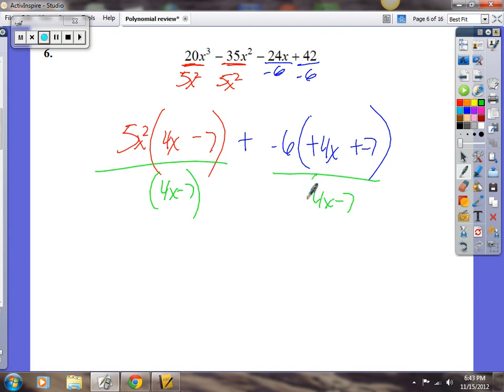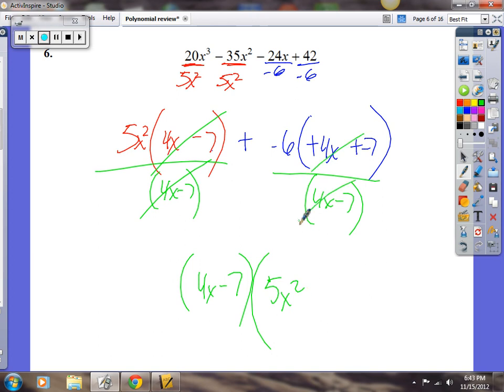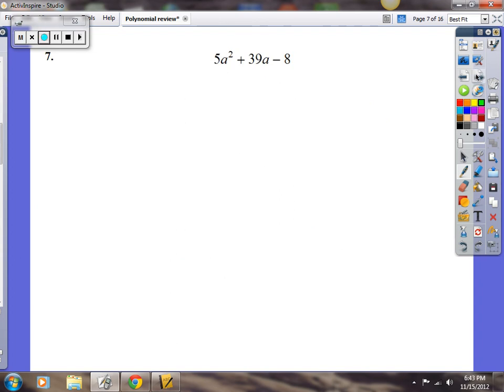So now the 4x minus 7 is my new GCF. So my answer is going to be 4x minus 7 times, divide them out, and what's left over is 5x squared and a minus 6. And there's your answer. Number 7, 5a squared plus 39a minus 8.